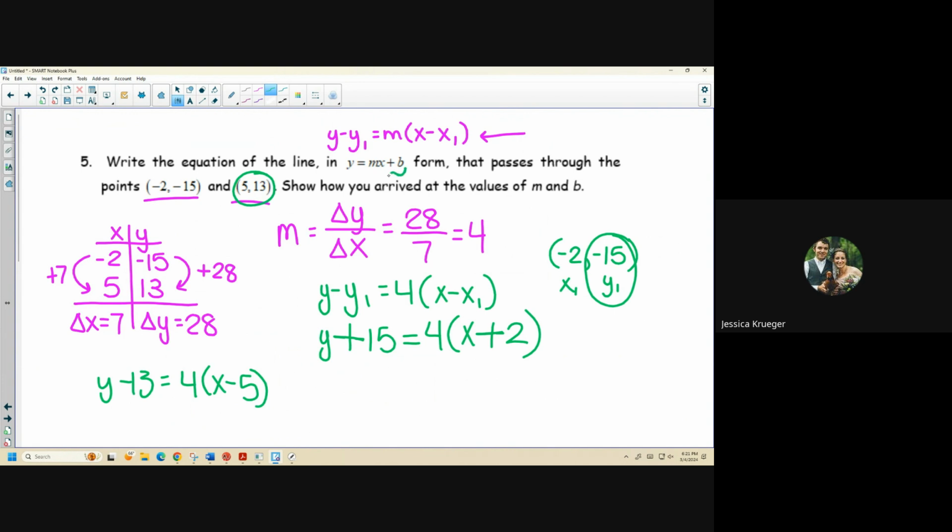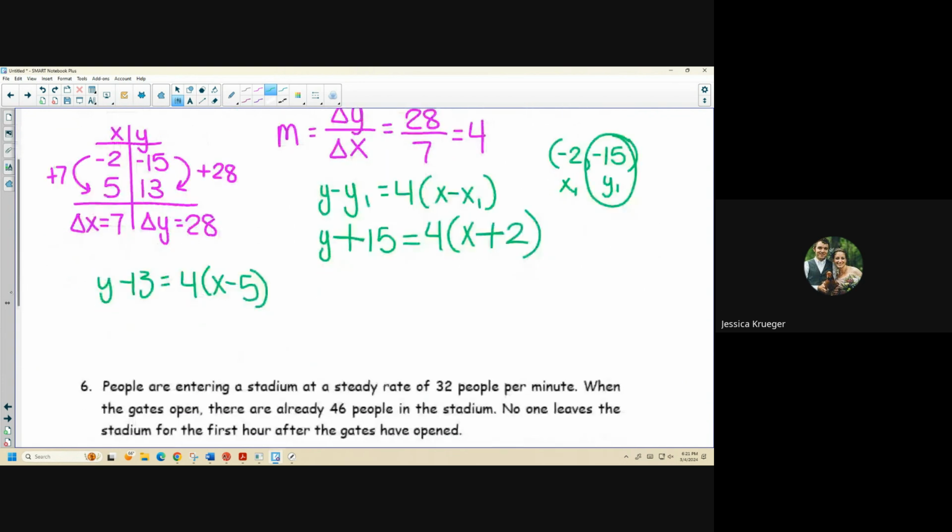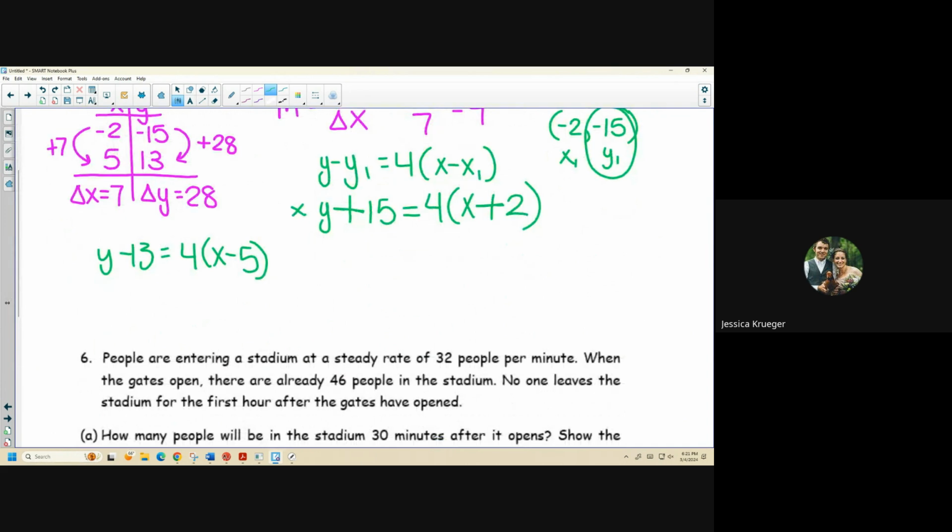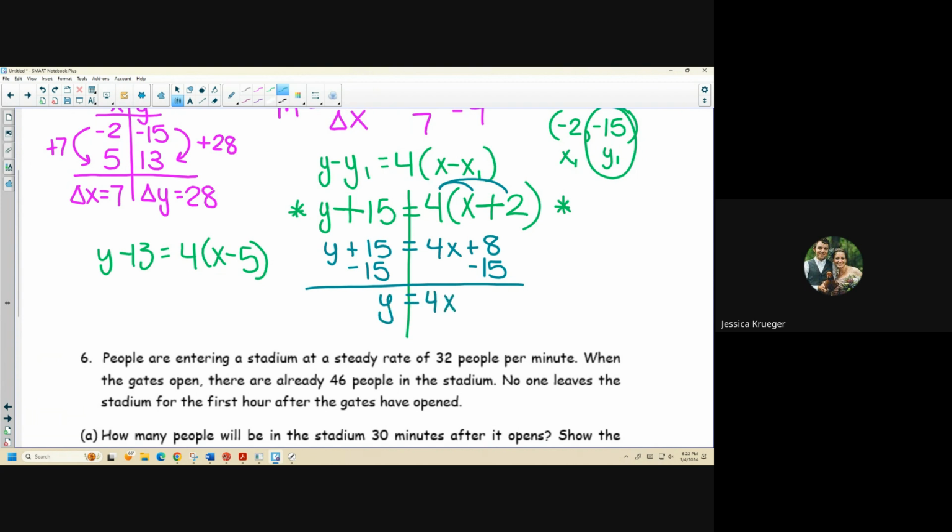It wants it in y equals mx plus b form. So the only thing that I've got left to do here is get y alone. I'm going to start by distributing the 4 over here. So I've got y plus 15 equals 4x plus 8. Then I'm going to subtract 15 from both sides. And I get y equals 4x minus, I think it's 7.